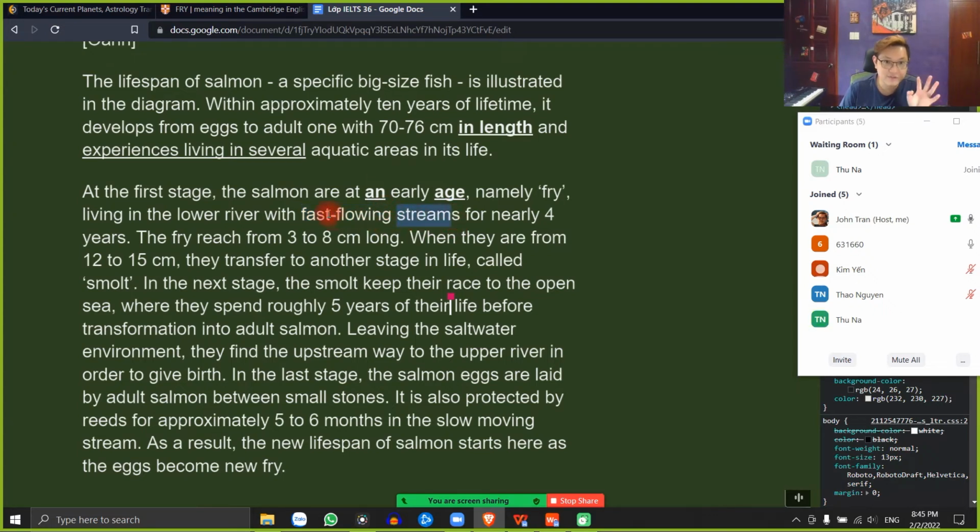With fast-flowing streams. Except for the case where the first word in a compound adjective ends with -ly, then you wouldn't have a hyphen. For example, environmentally friendly. Then there's no hyphen.